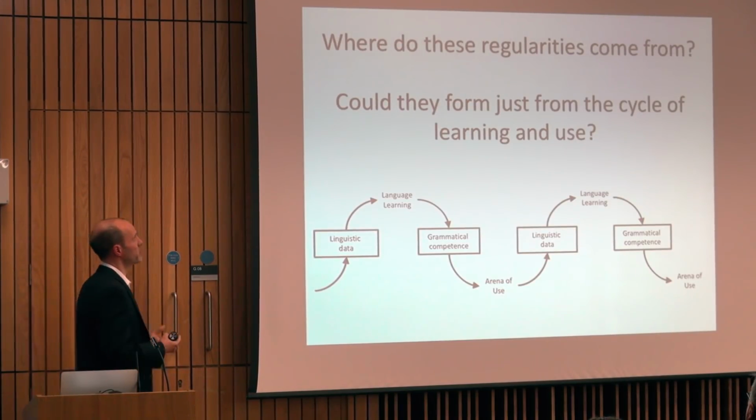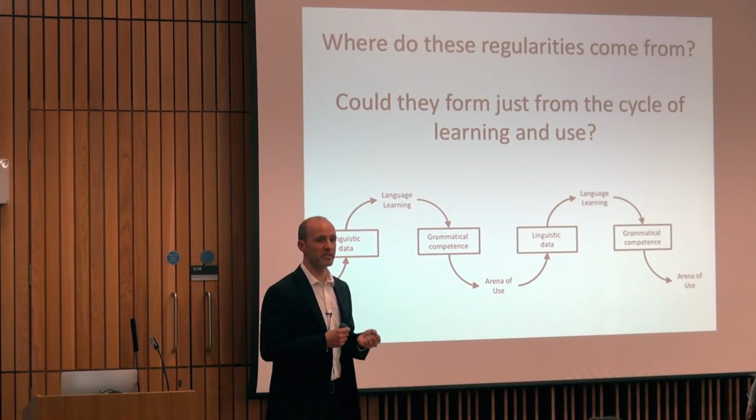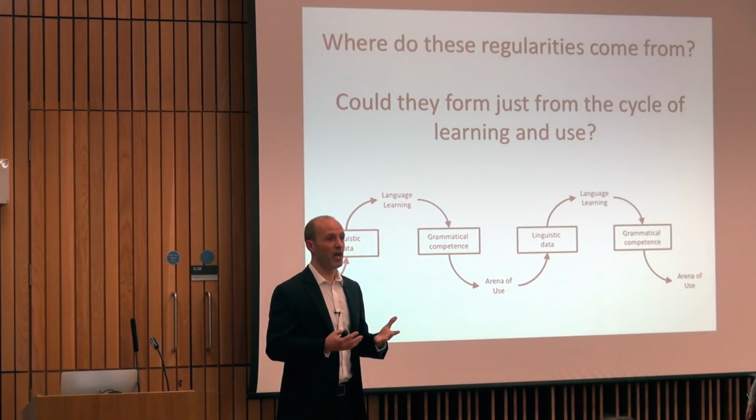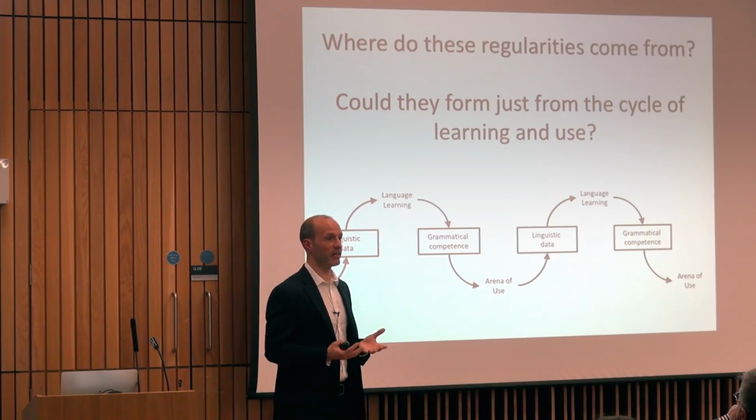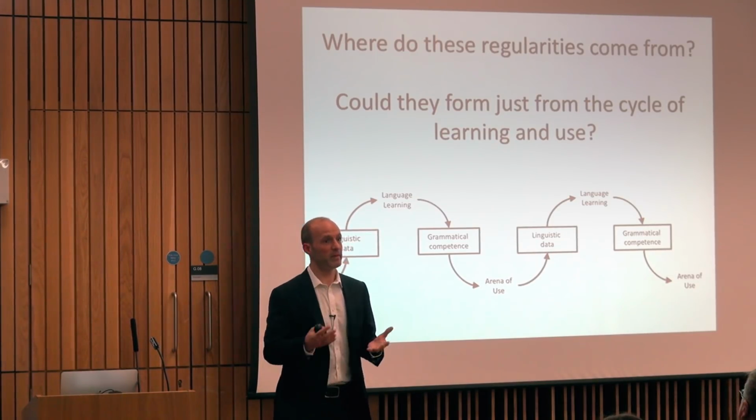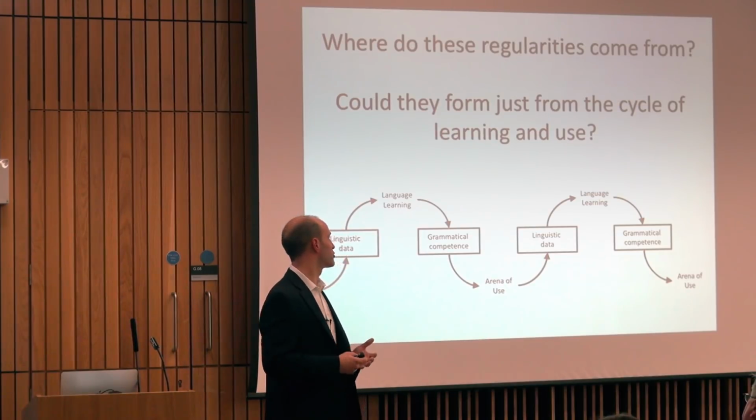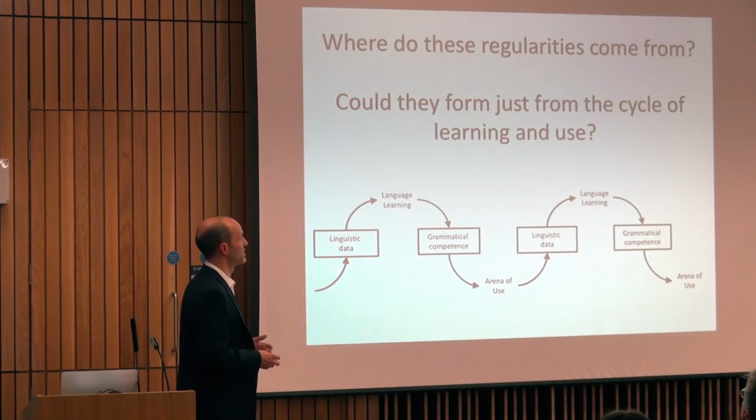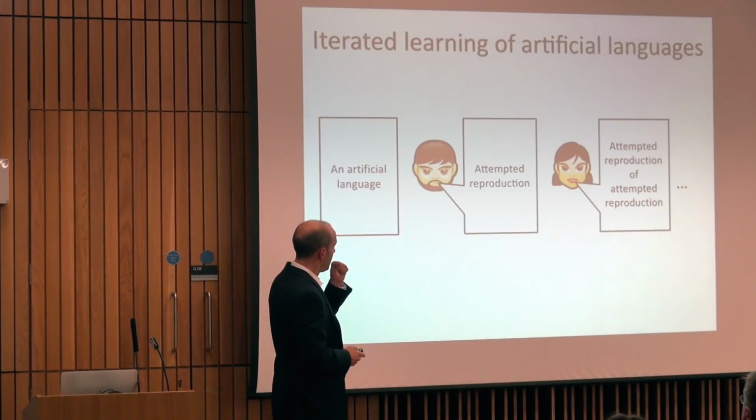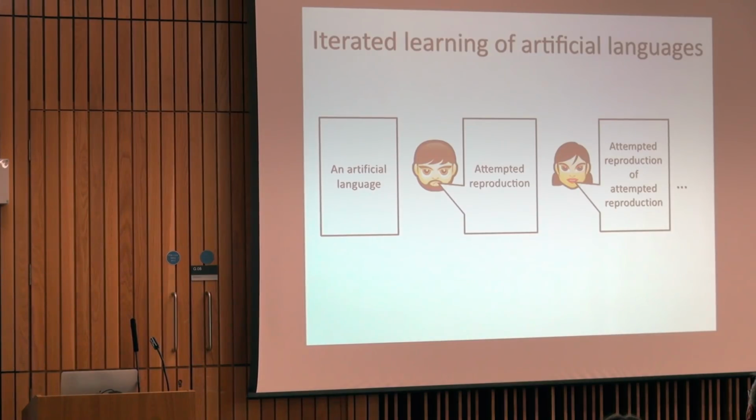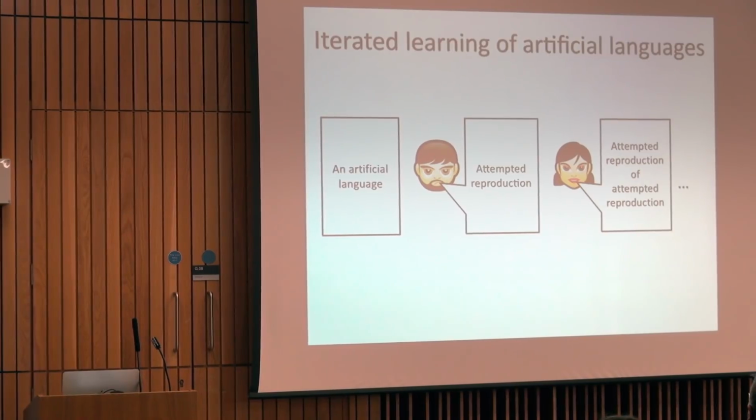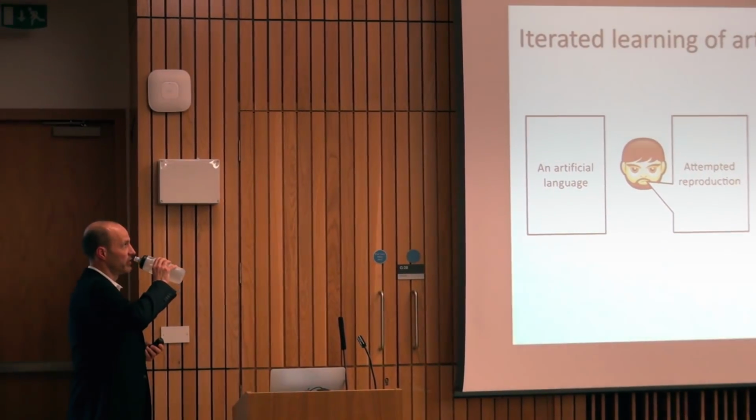And the hypothesis we're pursuing is that maybe these regularities can just come from the cycle of learning and use. Maybe if you have a system of meaning-form mappings that's passed from person to person via learning and use, as natural languages are, maybe somehow these kinds of regularities will naturally form through this process. So that's the kind of thing we investigate using our experiments. And our workhorse for investigating what kinds of regularities emerge from this repeated cycle of learning and use is the iterated learning experiment that Ronnie referred to in his introduction.